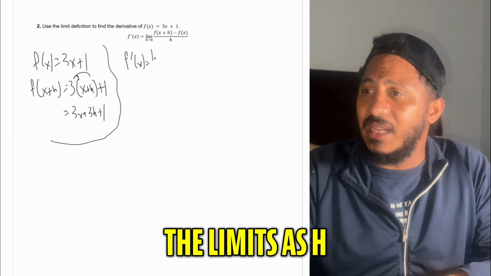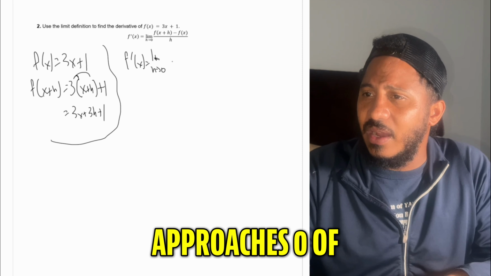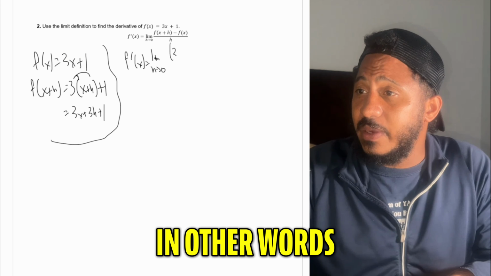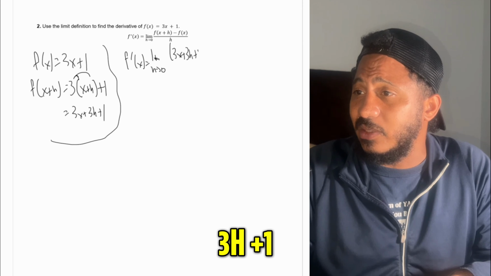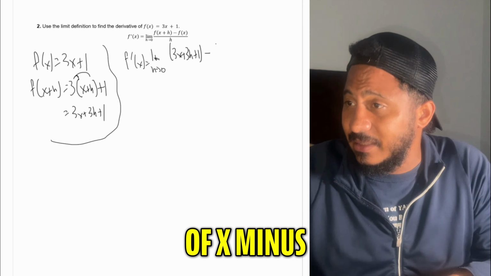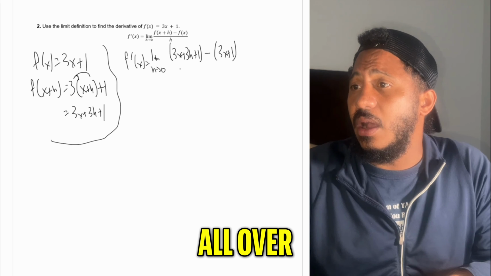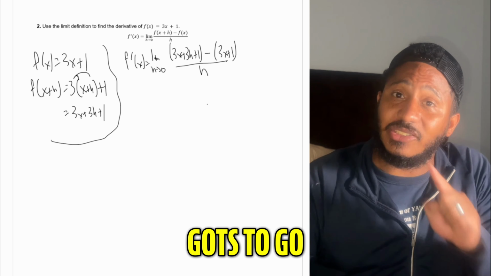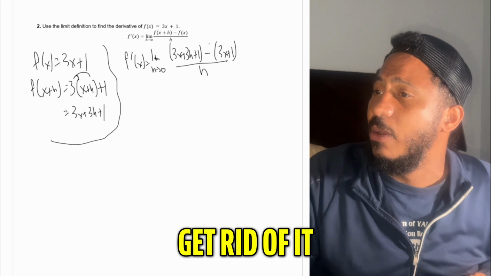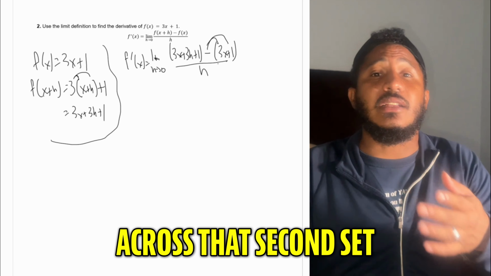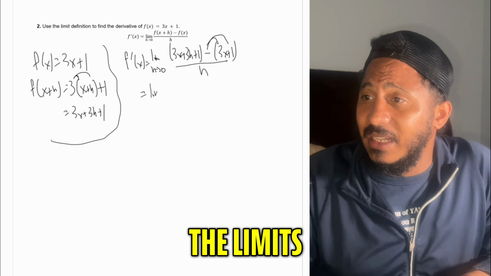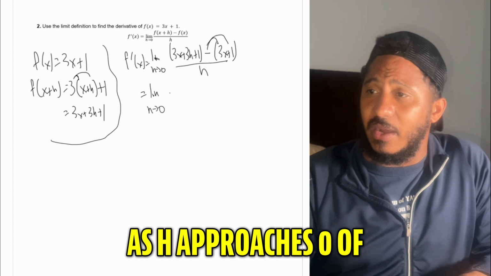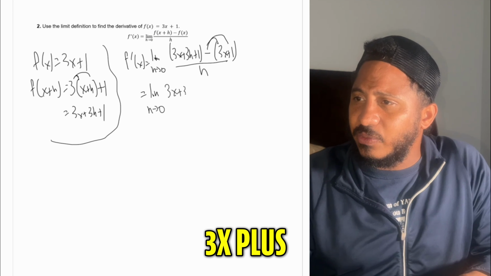So, plugging those into our limit definition, we get f prime of x, that would be the limit as h approaches 0 of f of x plus h, in other words, 3x plus 3h plus 1, minus the original f of x, parentheses 3x plus 1, all over that h. Now again, that h in the denominator has got to go. So how do we get rid of it? Well, first let's distribute this negative across that second set of parentheses. So this would be the limit as h approaches 0 of 3x plus 3h plus 1 minus 3x minus 1, all over h.